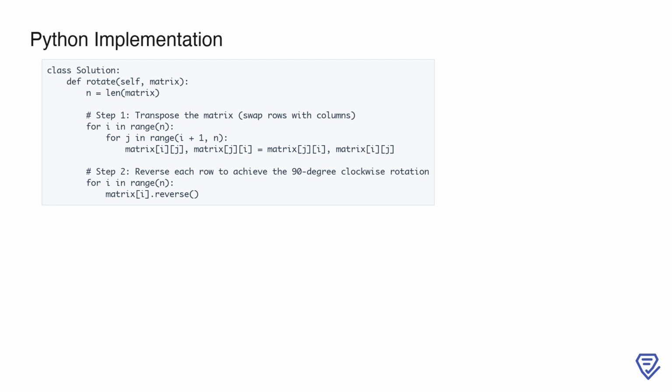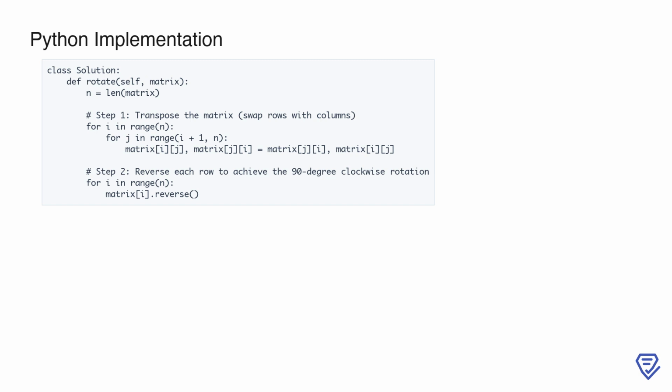For each element at position i, j, where j is greater than i, the program swaps it with the element at position j, i. This is achieved using the nested loop structure. The outer loop iterates over each row i, and the inner loop iterates over the columns j starting from i+1 to avoid redundant swaps and diagonal elements. After this step, the rows and columns are interchanged.